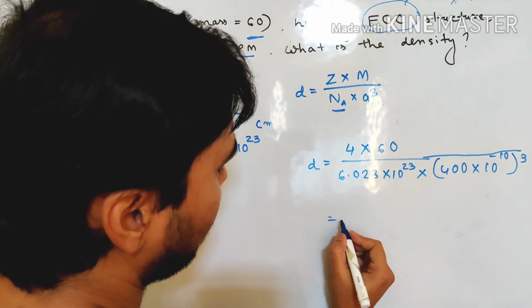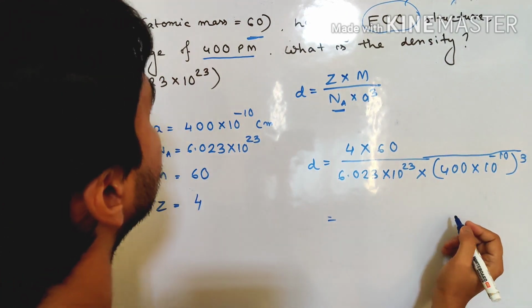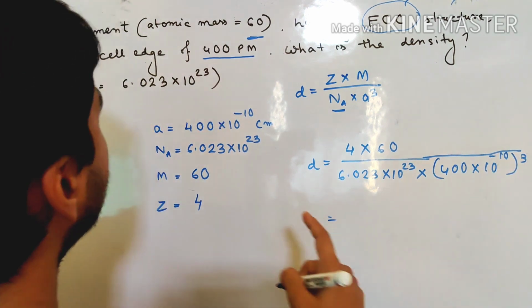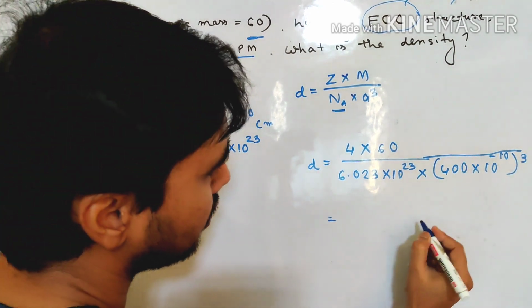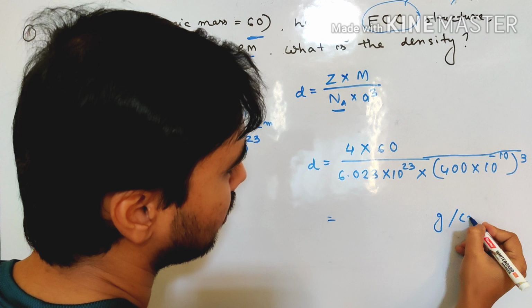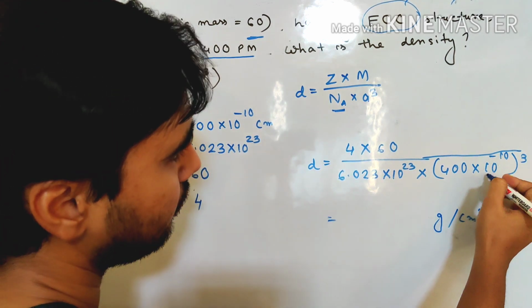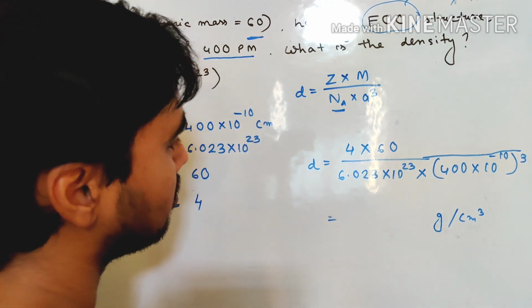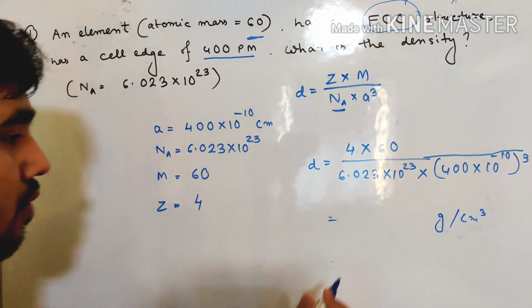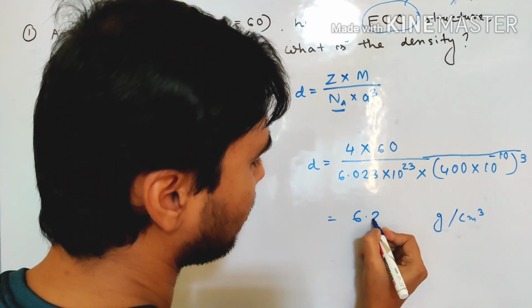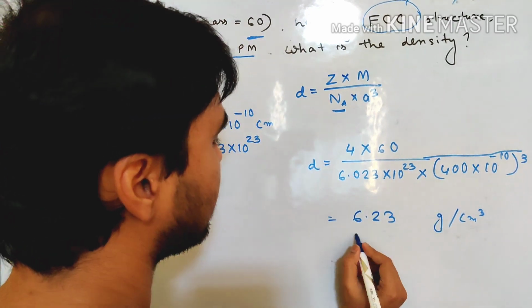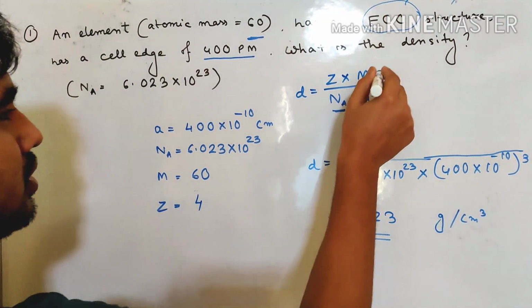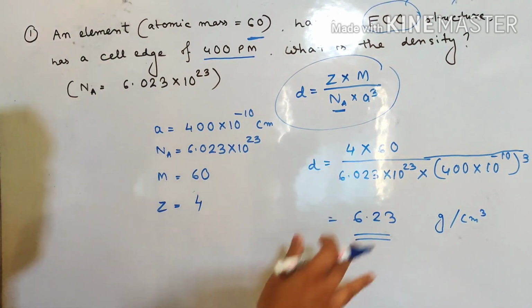Now you can calculate. Obviously, since we are finding out density, the answer will be gram per centimeter cube, because we have taken this one converting picometer into centimeter. So calculate this much, how much it is. We are getting 6.23 gram per centimeter cube as an answer. So the simple formula will give rise to these answers.